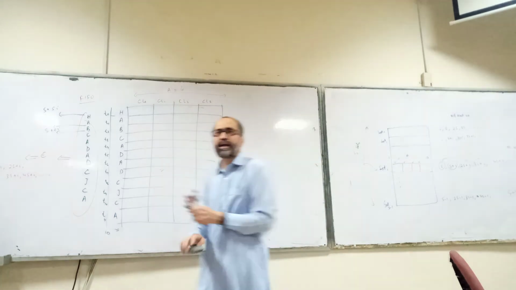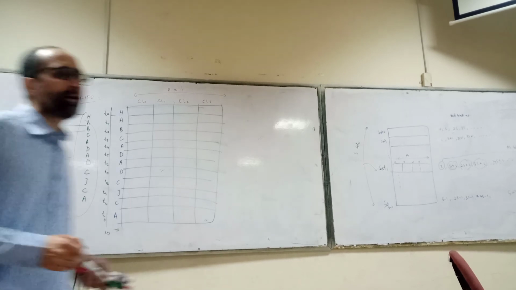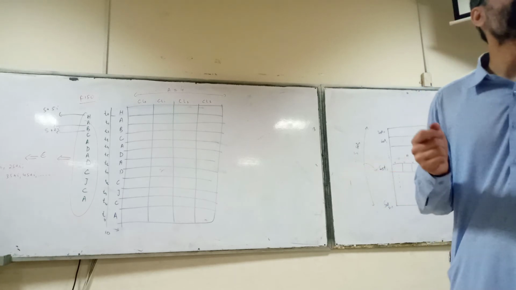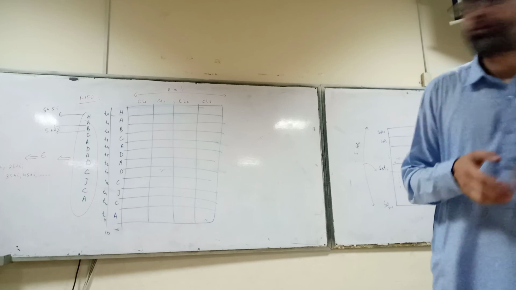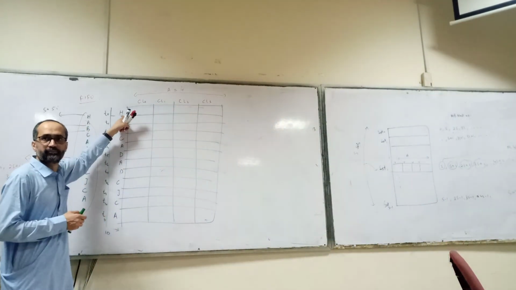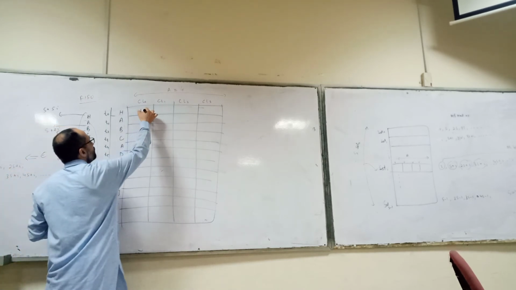Now, initially we assume that the cache is empty. When the cache is empty, what will happen? All the sets will be empty, all the values will be 0. When the values are 0, you access cache line H. Where will H go?